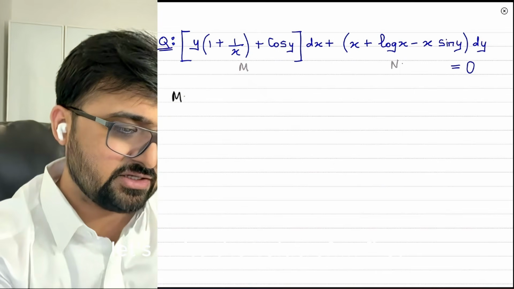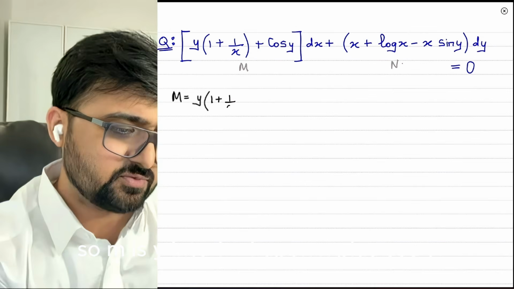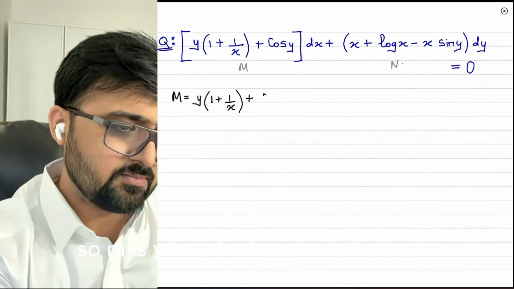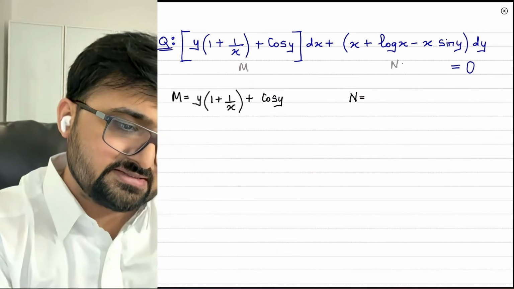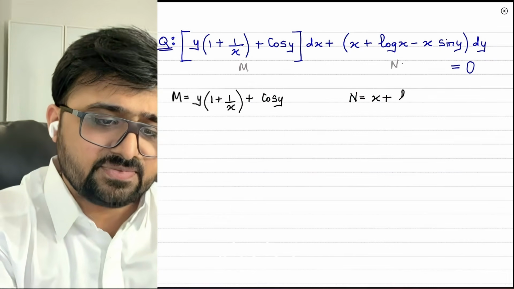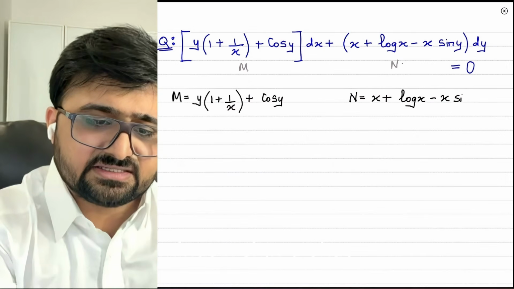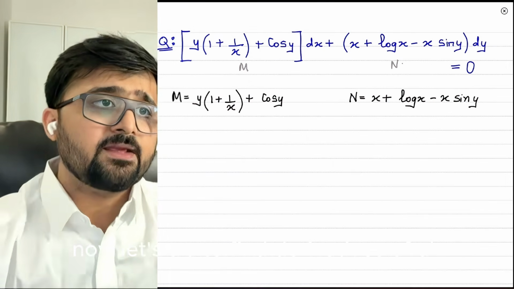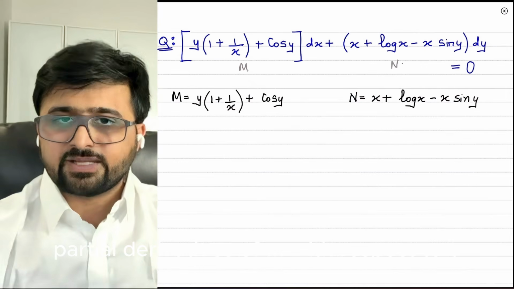Let's write the value of M first. So M is y into (1 plus 1 upon x) plus cos y. The value of N is x plus log x minus x sine y. Okay. Now let's try to find the partial derivatives of M with respect to y and N with respect to x.